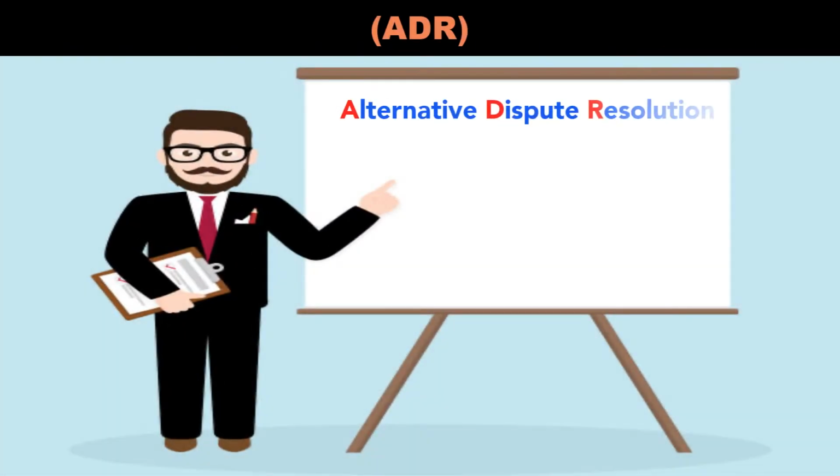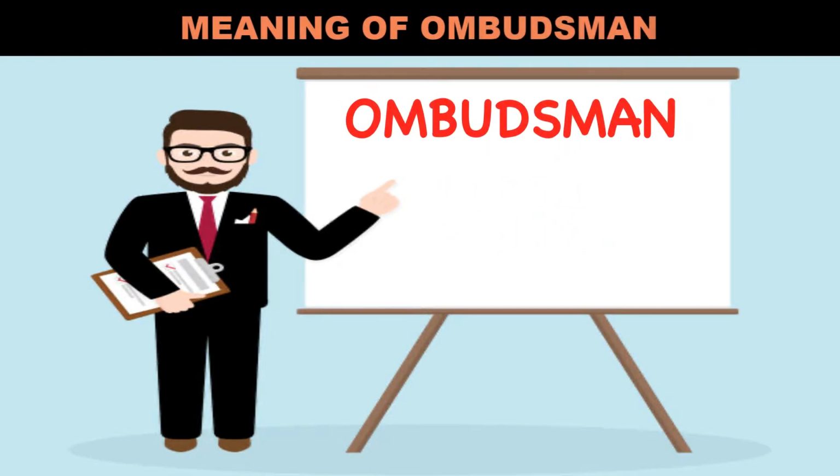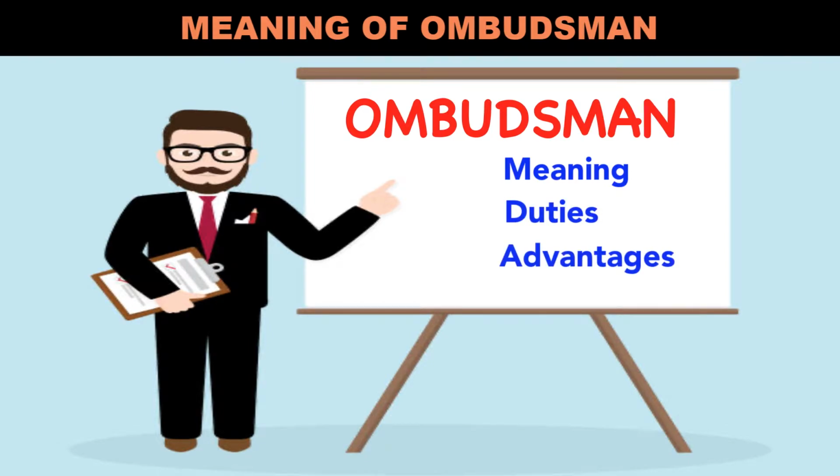Hello everyone. In this unit we have discussed ADR, that is alternative dispute resolution, arbitration, mediation, conciliation, and in this video we will discuss the ombudsman. What is the meaning of ombudsman? What are the duties of ombudsman? And what are the advantages of ombudsman? We will be discussing all these points. So let's start with the meaning.